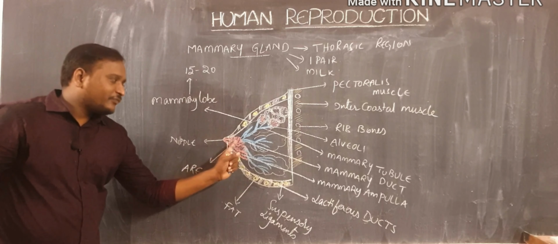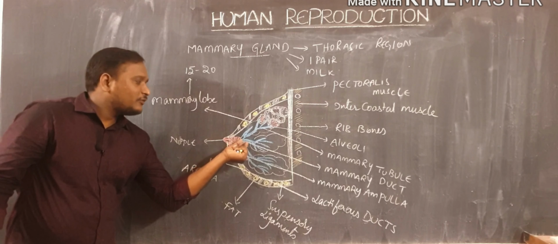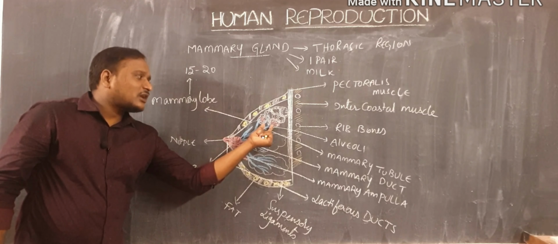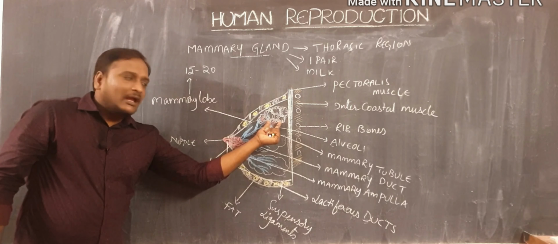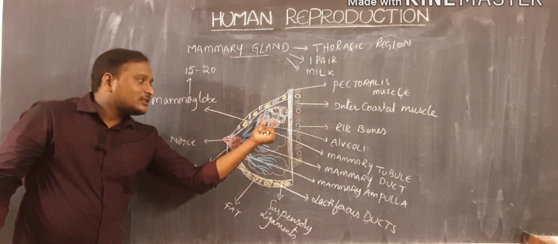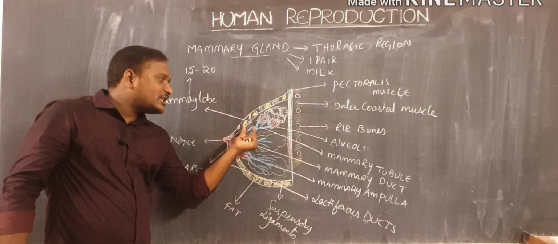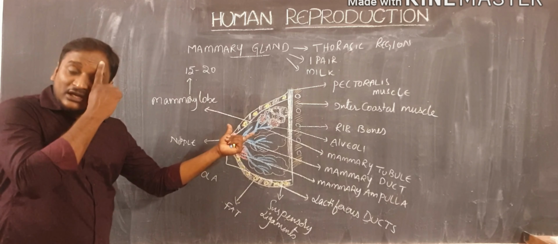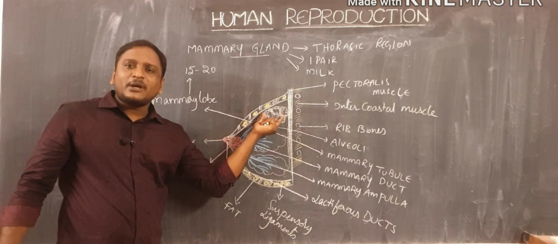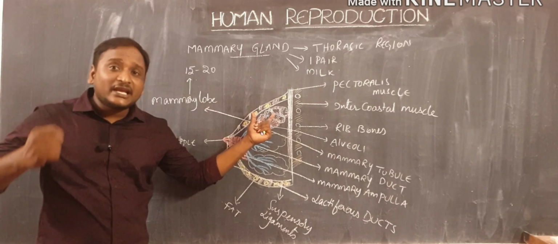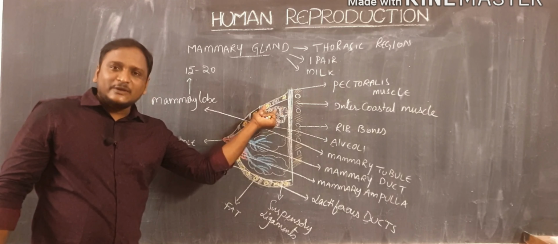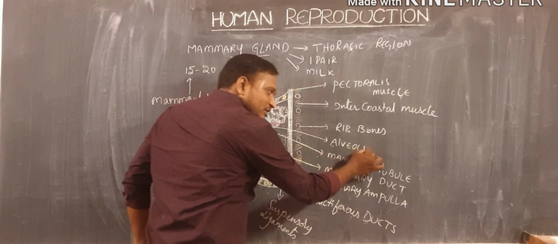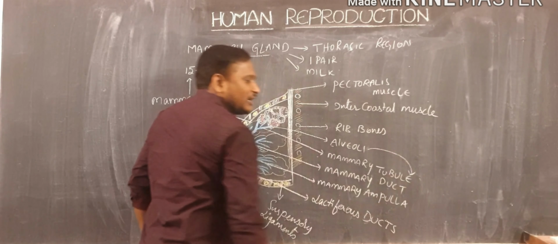So what is happening here? The ampulla collects milk from the mammary ducts. The mammary duct collects milk from the mammary tubules. Mammary tubules collect milk from the alveoli, and alveoli means a cluster of cells present in mammary lobes. In one mammary gland there are 15 to 20 mammary lobes, and every mammary lobe consists of a number of alveoli. The alveoli release milk into the lumen, and that milk is collected by mammary tubules.